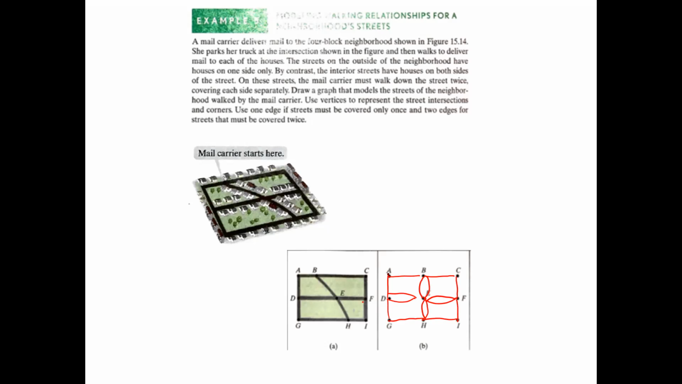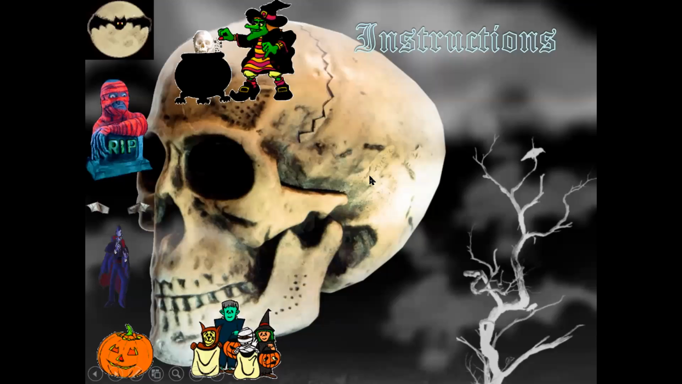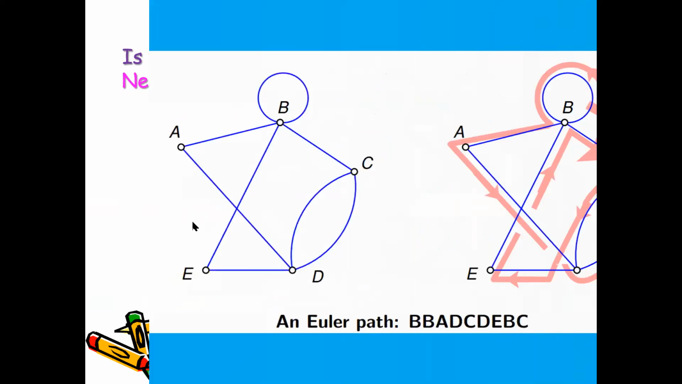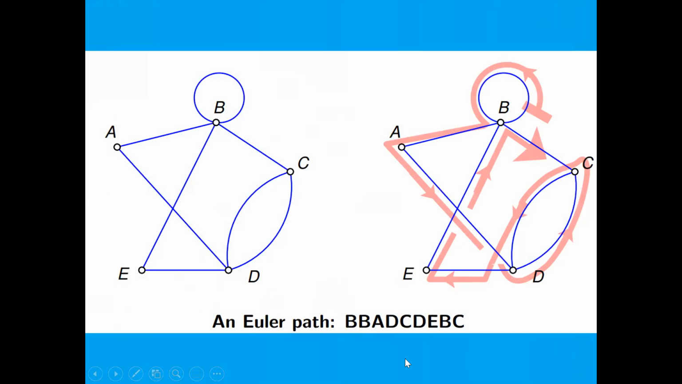All right, you guys. So at this point, we've actually gone through several different examples. And now we're going to do a little bit of additional practice. I'm going to show you a series of questions, and you're going to tell me, is it a path, circuit, or neither? And then label the directions. So pause the video. Here is the path of the direction. It is a Euler path, and this is the path that you should have.